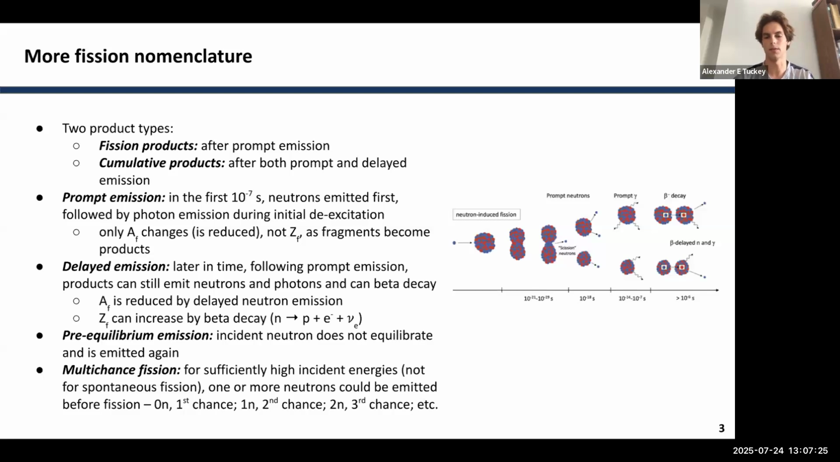And if the resulting excitation energy of the nucleus is still above the fission barrier, it can go on to fission. In that case, that's what we refer to as second chance fission, since we emitted one neutron and then went on to fission. You can imagine a scenario where we emit two neutrons and then go on to fission. That's what's referred to as third chance fission, and so on.